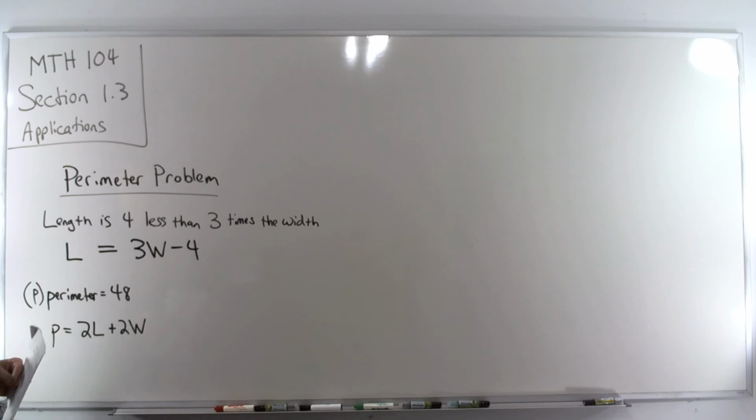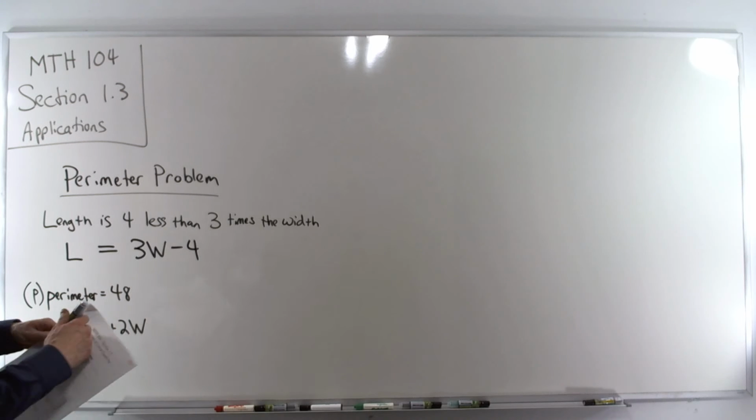And we're going to need one more equation, the perimeter equation. P equals 2L plus 2W. So 2 lengths and 2 widths. So all the way around the rectangle.